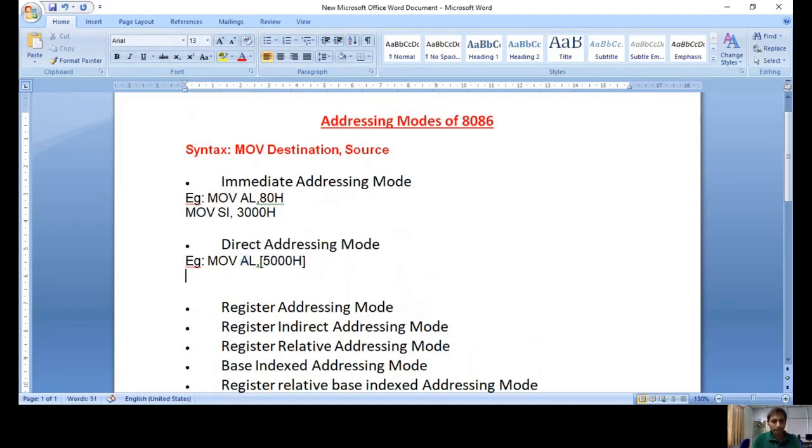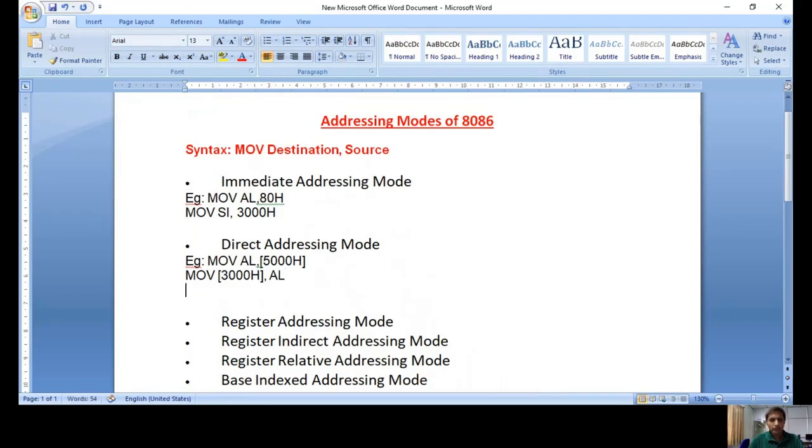If you see another example, MOV [3000H], AL. What happens? The register AL sends its 8-bit data to memory location 3000H. So in this example, the source operand is a register whereas the destination operand is memory. Whereas here the source operand is memory whereas the destination operand is a register.